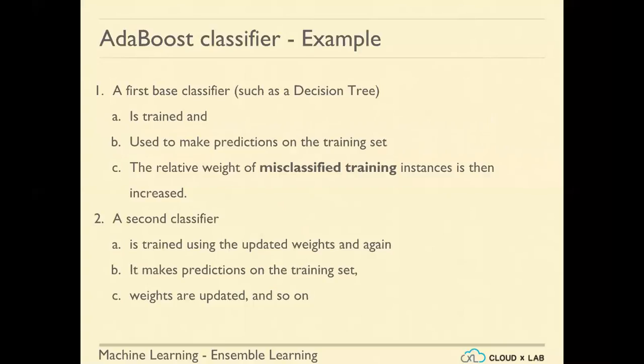All right. So the first base classifier, such as a decision tree, is trained and used to make predictions on the training set. The relative weights of misclassified training instances are then increased. The second classifier is trained using the updated weights, and again it makes predictions on the training set, and then the weights are updated and so on. So basically the chain continues. The first one does the classification and the prediction.